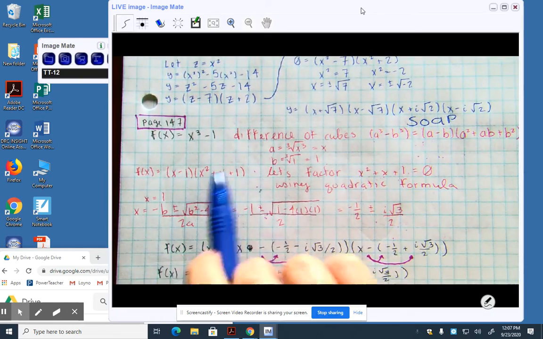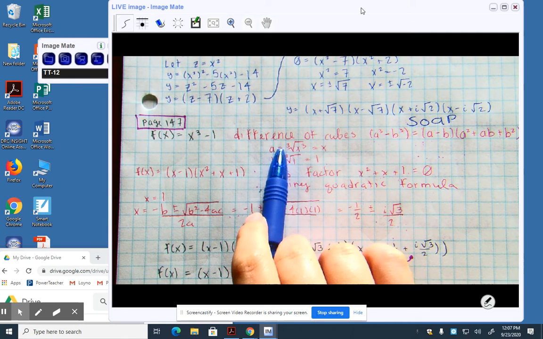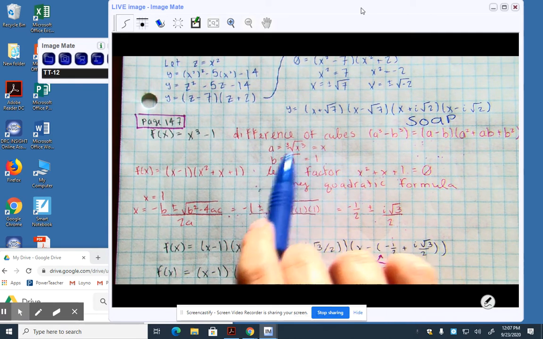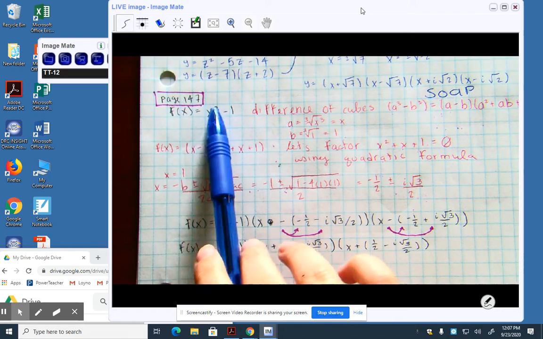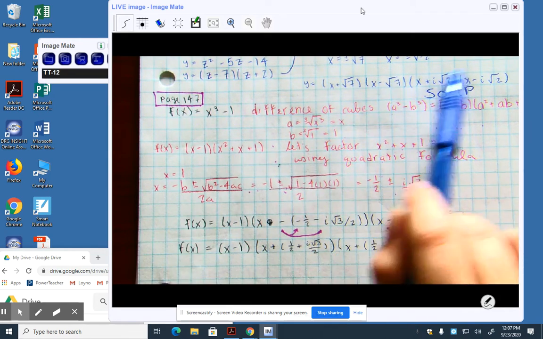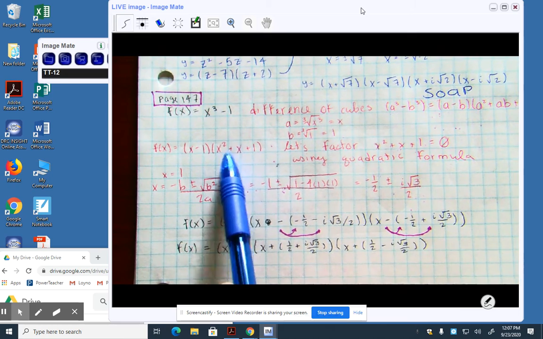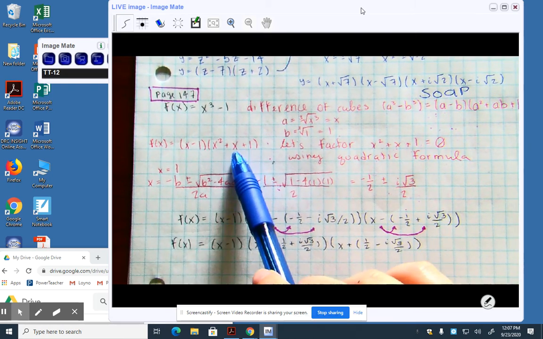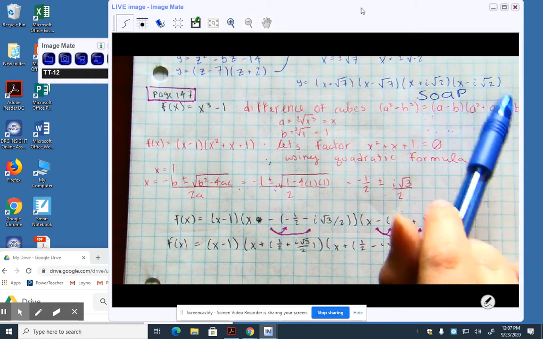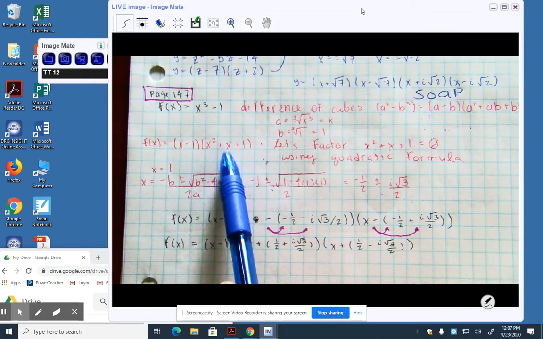So that's what I'm going to do. I find my a and my b. I take the cube root of x to the 3, which gives me x. The cube root of 1 gives me 1. So my f of x becomes this: x minus 1, that's my a minus b, times x squared, which is my a squared, plus 1 times x, plus b squared. 1 squared is 1.